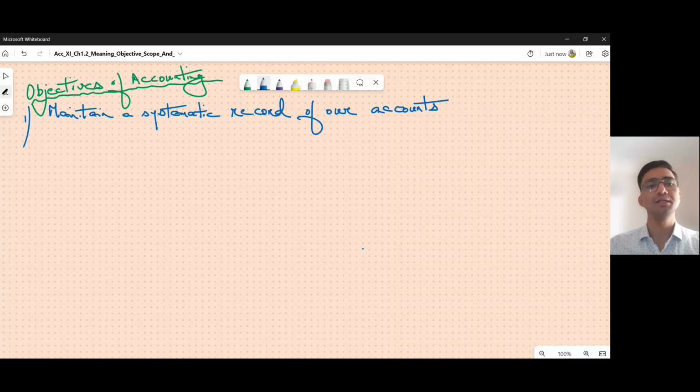Why is it required to maintain this? Because we need to analyze this later on. We need to understand how we have done in business, and we cannot always remember things. So we maintain a systematic record of our accounts. The second is to determine our profit or the loss in business.